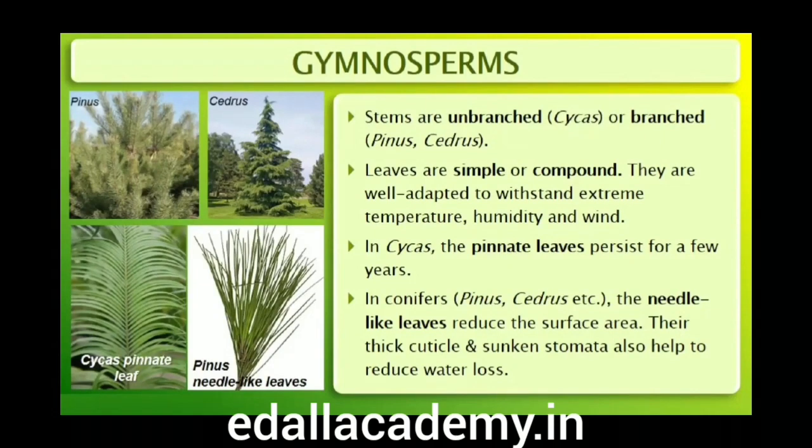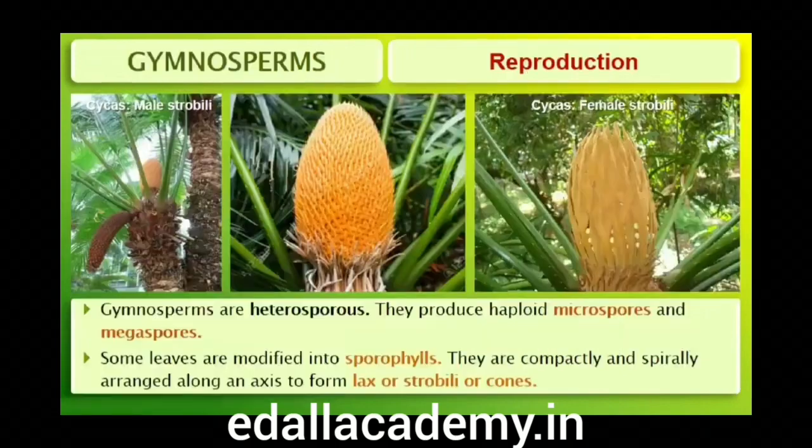The leaves in gymnosperms are well adapted to withstand extremes of temperature, humidity and wind. In conifers, the needle-like leaves reduce the surface area. Their thick cuticle and sunken stomata also help to reduce water loss. The gymnosperms are heterosporous. They produce haploid microspores and megaspores. The 2 kinds of spores are produced within sporangia that are borne on sporophylls, which are arranged spirally along an axis to form lax or compact strobili or cones.